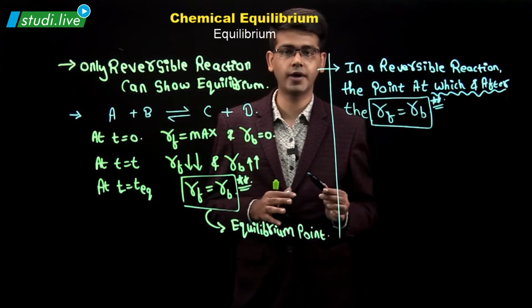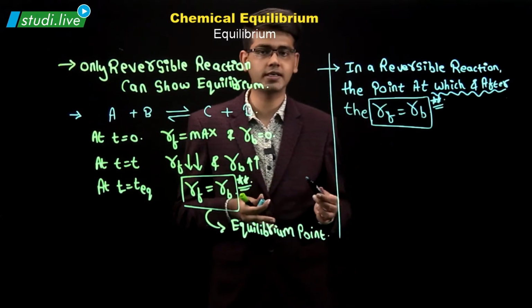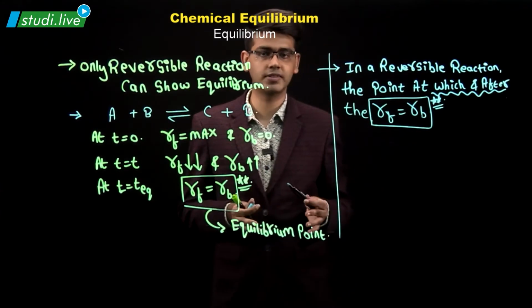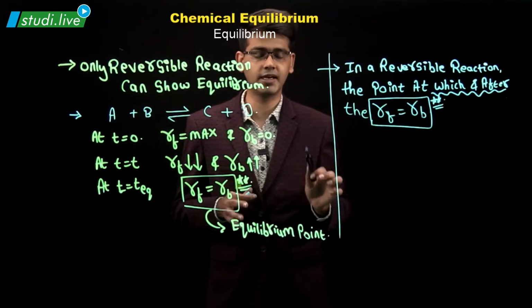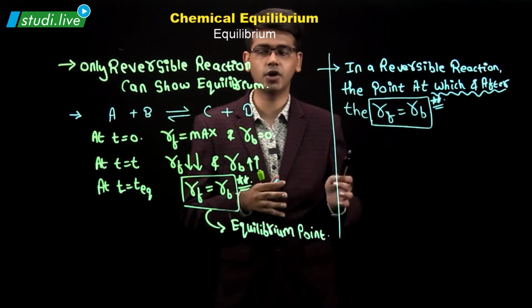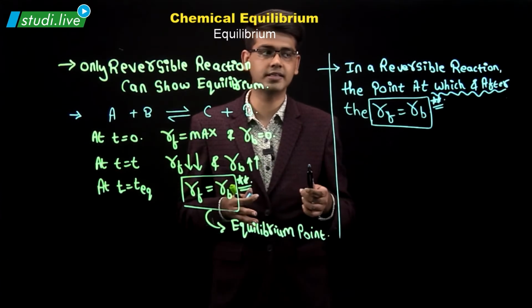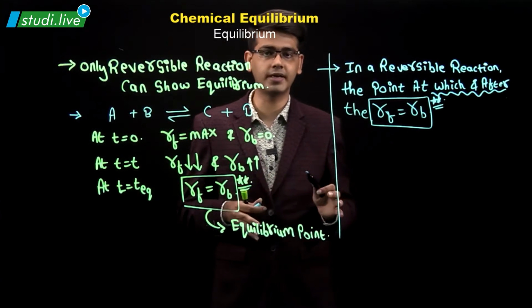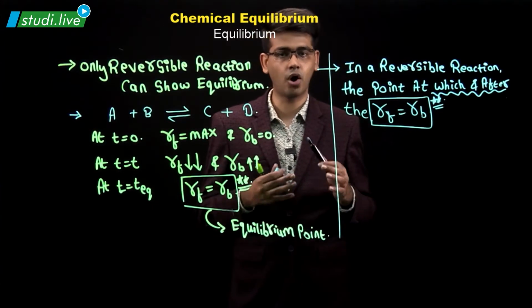But again, one important point which we'll study in more detail in upcoming videos is that if the conditions are altered after reaching equilibrium, then definitely the equilibrium is going to get disturbed. It does not mean that once the equilibrium point has been achieved and we alter the conditions, the equilibrium point will still be maintained. No, it's not that case. The equilibrium point will definitely be altered.